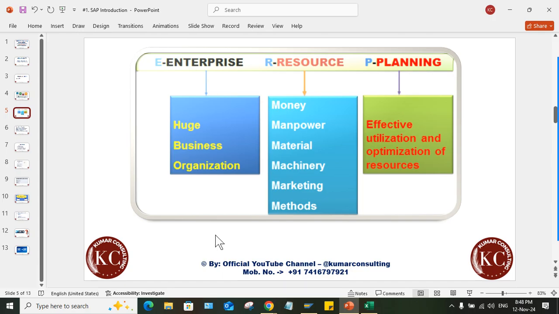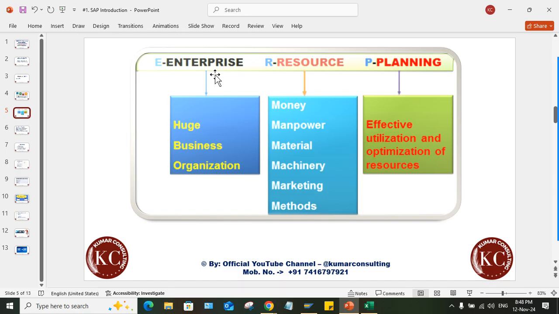ERP stands for Enterprise Resource Planning. The definition of ERP is hidden in the full form of ERP itself, right? Now, what is the full form of ERP? Enterprise Resource Planning. Now, look here. Enterprise means what? Enterprise is nothing but an organization, a business organization, right? Resources: what are the resources required to run a particular organization?